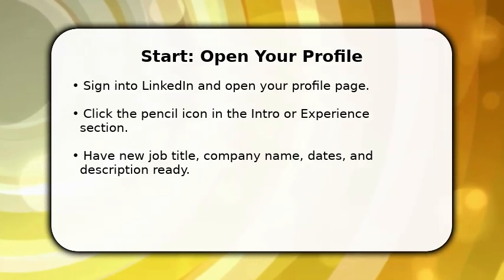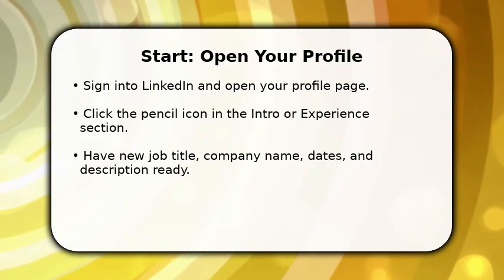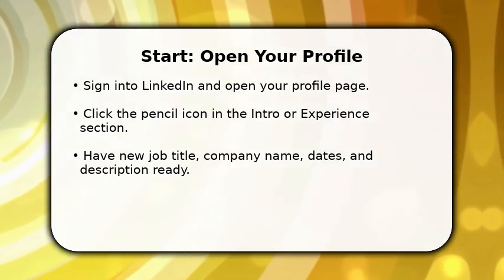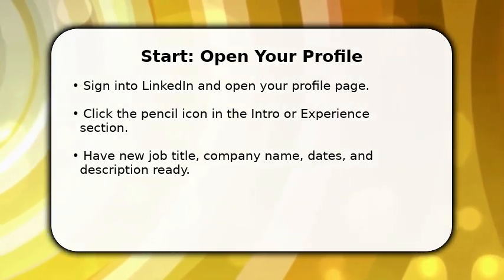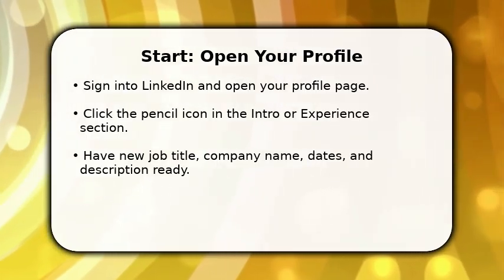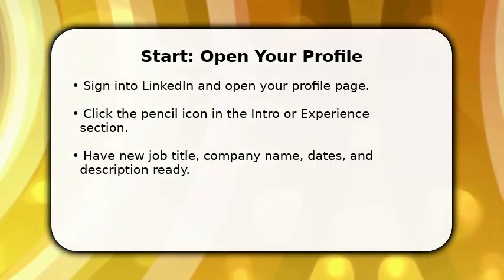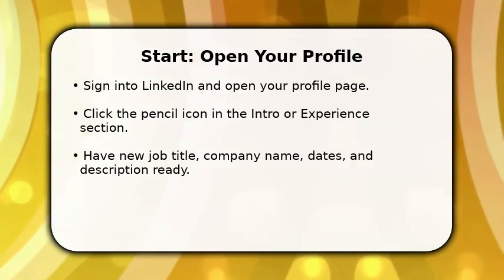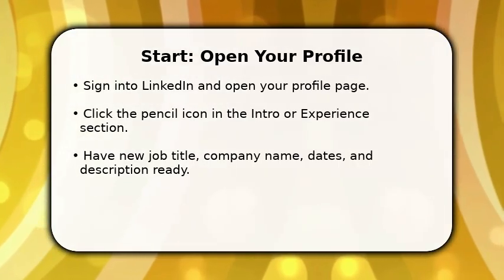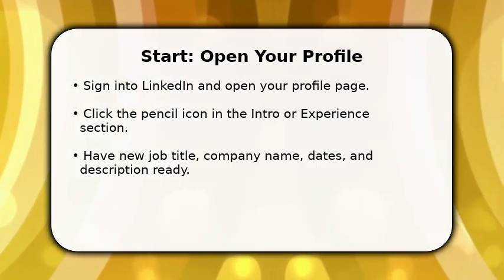Enjoy the video. You're signed in, so open your profile and focus on the intro or experience area. Click the pencil to edit or the plus to add a new role. This begins the update. When you enter text, prioritize an accurate title and employer so LinkedIn can link the company page. Once done, use concise language that highlights impact. Numbers help. Make sure your location and industry fields reflect the new role because those affect search and network relevance.